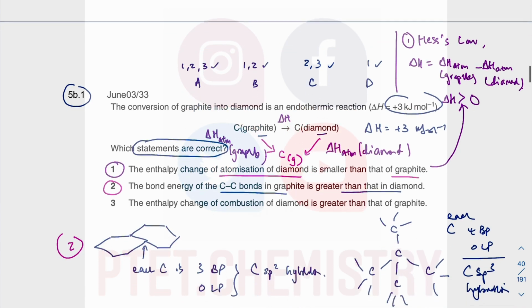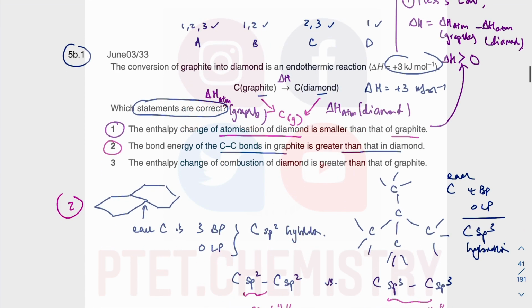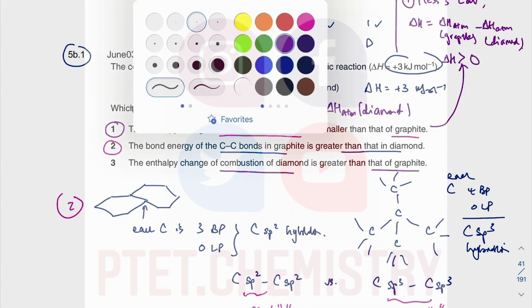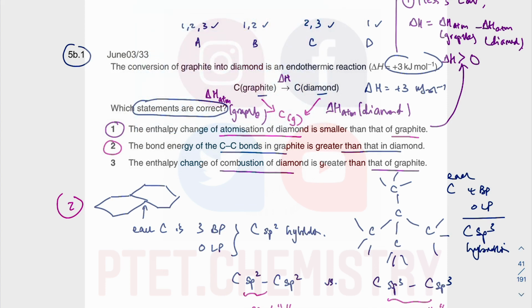Okay, number 3 is talking about combustion of diamond greater than the combustion of graphite. So we're gonna do similar kind of Hess cycle, but running out of space here, so I'll write somewhere else. Maybe I can write there.